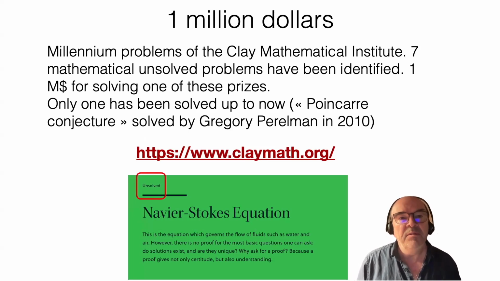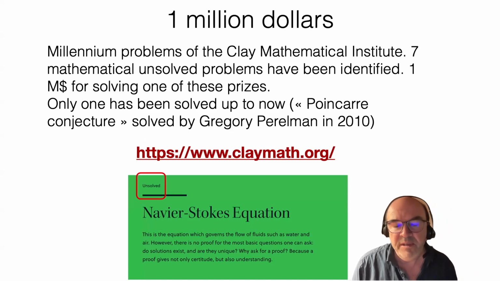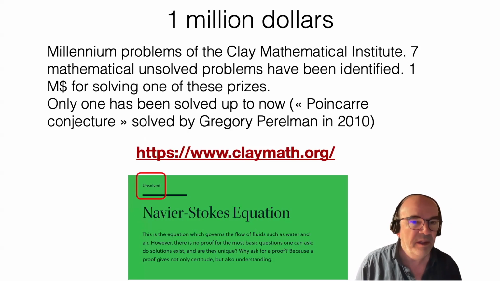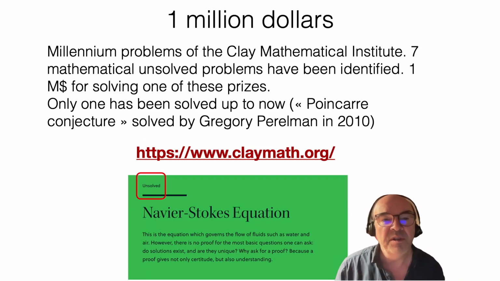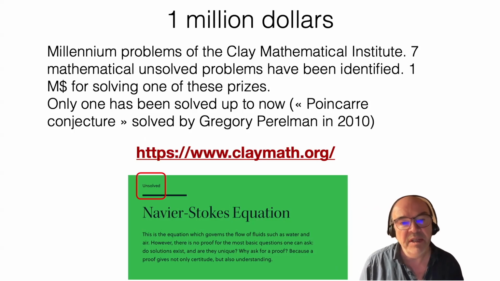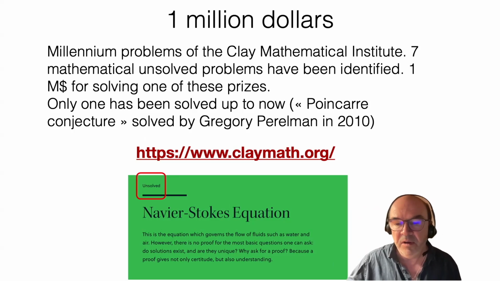And in fact, the Clay Mathematical Institute proposed 25 years ago some millennium problems. There are 7 mathematical problems that are proposed, and there is a prize of $1 million for solving each of these problems. Only one has been solved up to now, which is the Poincaré conjecture. And the Navier-Stokes equation is one of the problems. And you can see here, it's unsolved.